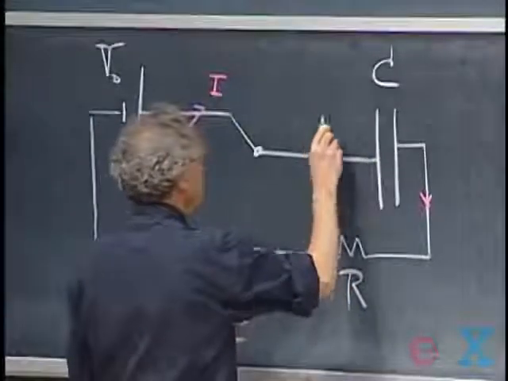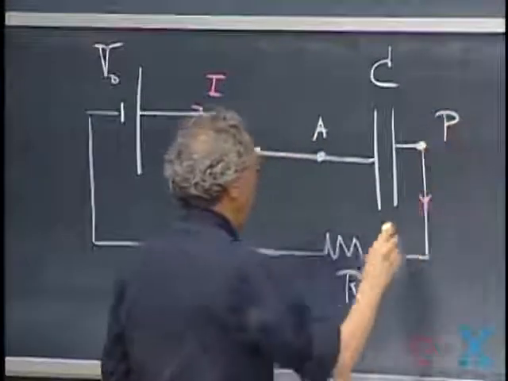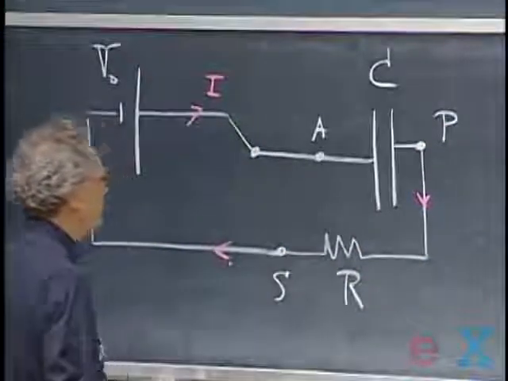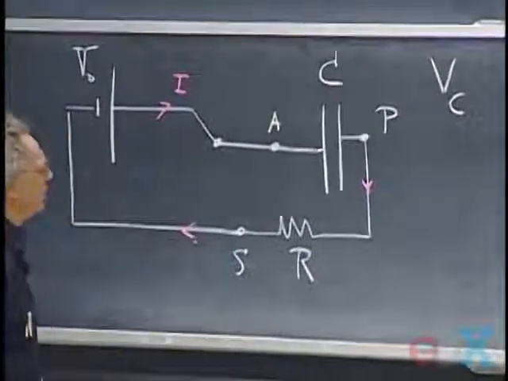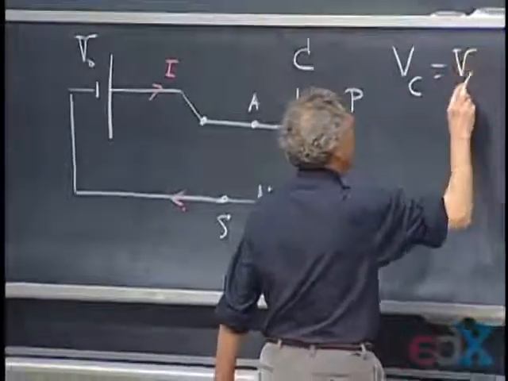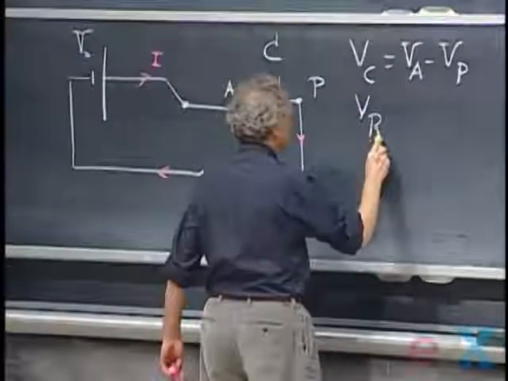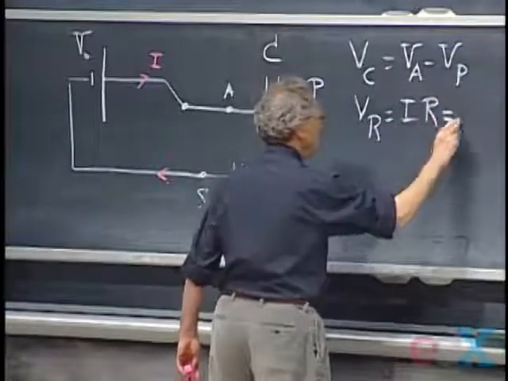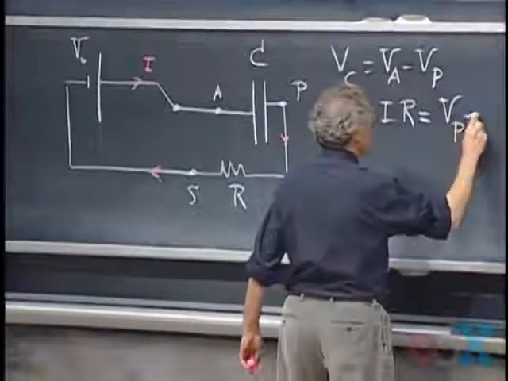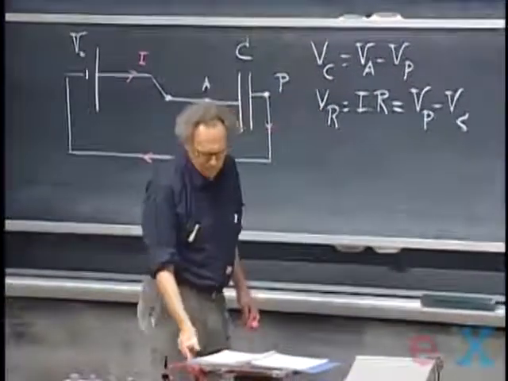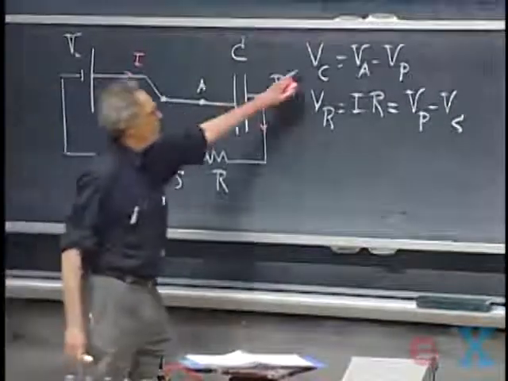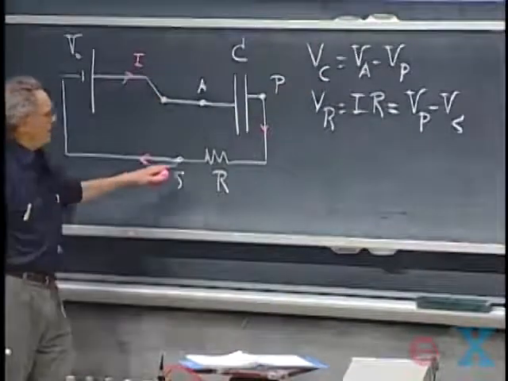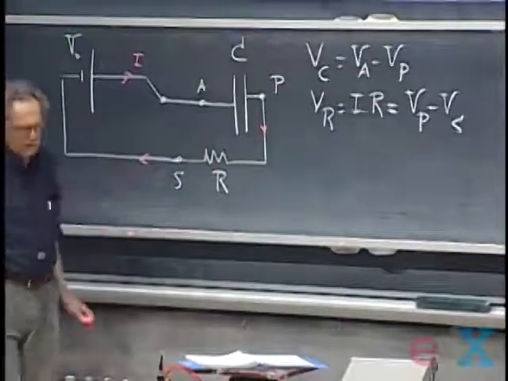If I call this point A, and this point P, and this point S, to make sure that we are on the same wavelength, I will call the potential over the capacitor VA minus VP. The potential over the resistor is of course always I times R, which is VP minus VS. The question now is, what is the potential over the capacitor doing as a function of time, and what is the current doing as a function of time as I charge up this capacitor?